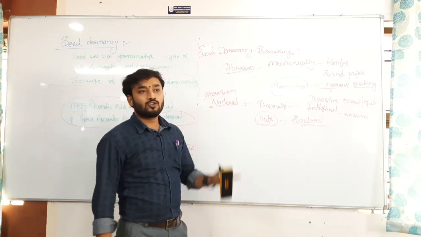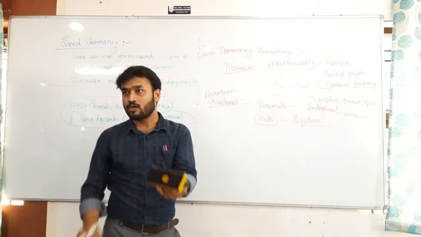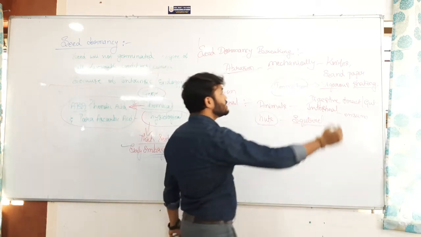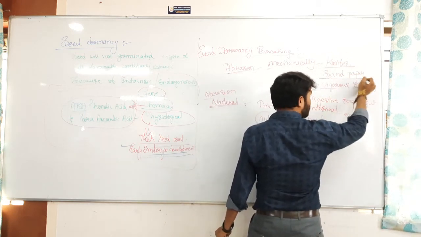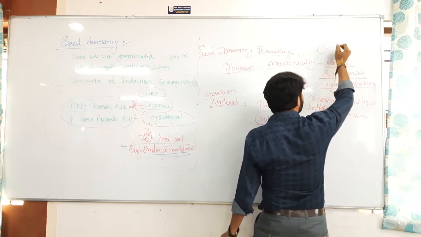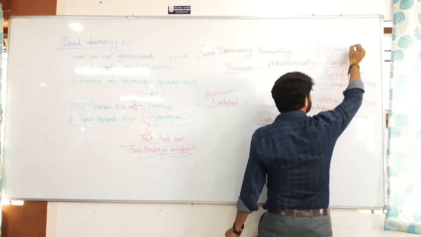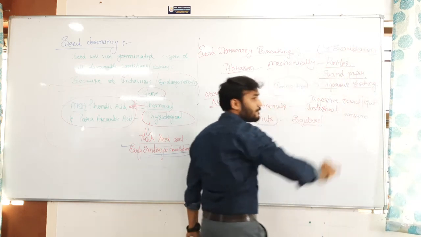Mechanically and naturally. What is mechanical? Physical. Physically we are removing the coat. There is a process of removing the coat by knife or sandpaper, making a mark on the seed coat. This process is called scarification. This is very important, a repeatedly asked topic.